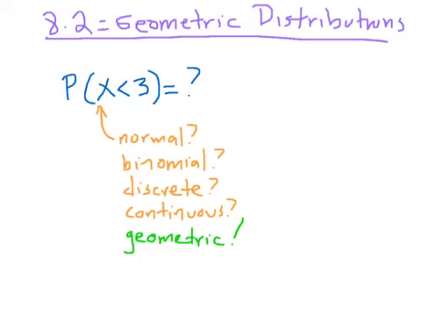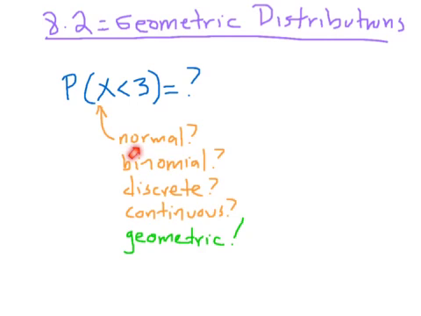Okay, so here's a quick video for section 8.2. We're going to talk today about a new thing called the geometric distribution. And let me remind you that if you see something like this, the probability that x is less than 3, where x is some random variable, it really matters what kind of random variable x is.